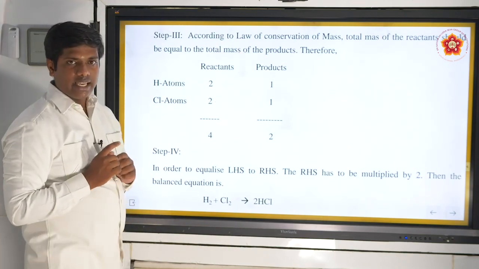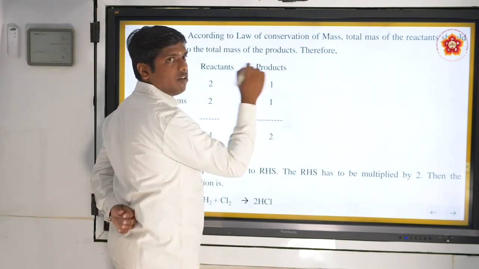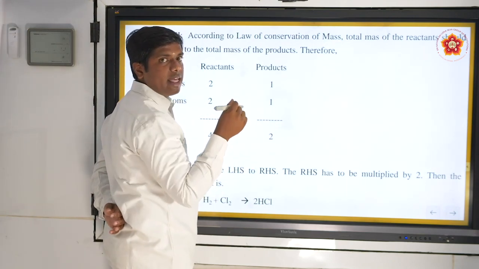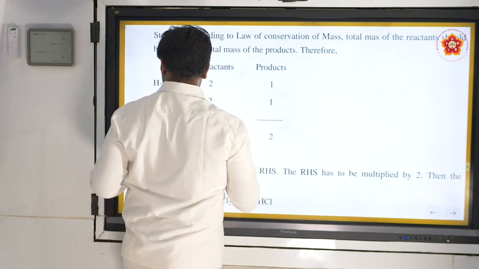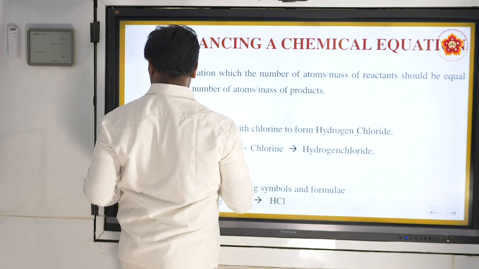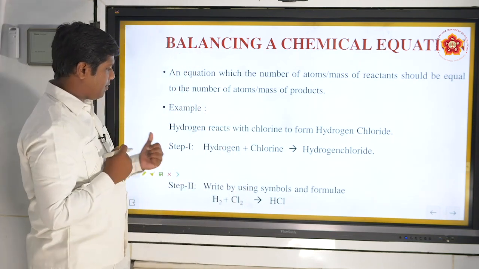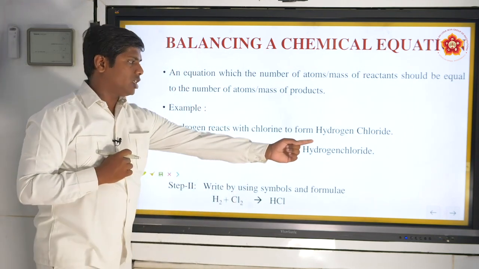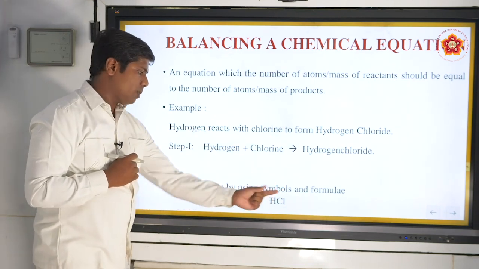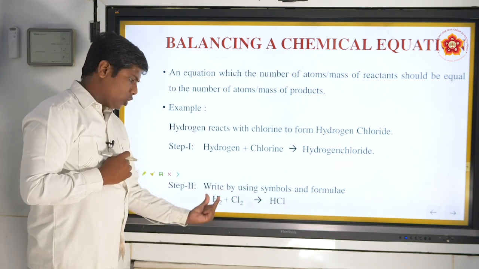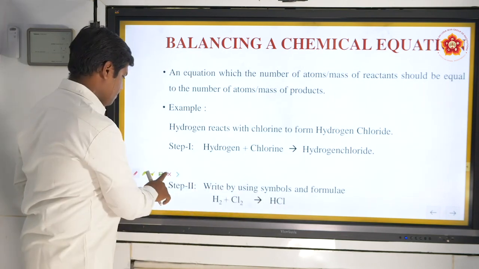Please, I will teach once again. Please be attentive. First we have to write the equation in word form. Second step, we have to write the equation in symbols by using formulas. Simply, first step, hydrogen plus chlorine, that is the word equation. Second step, by using symbols and formulas we have to represent an equation: H2 plus Cl2 gives us hydrogen chloride.